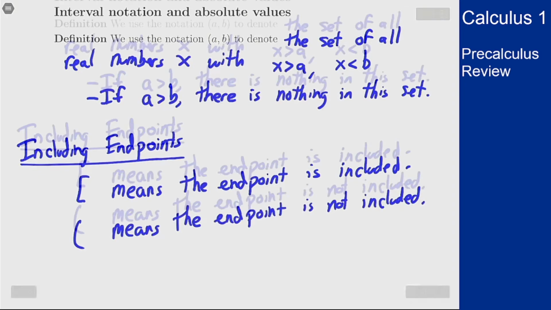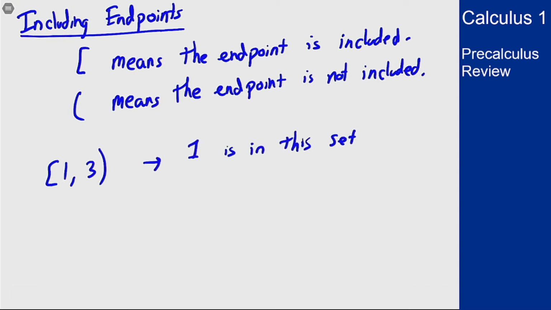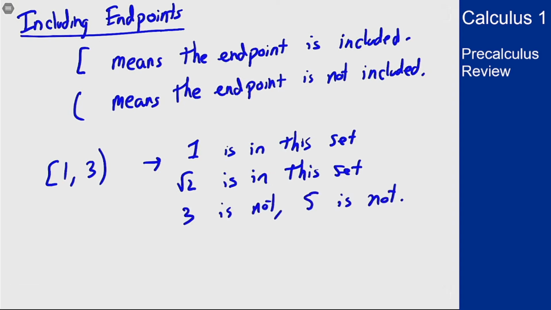So for some examples, if I look at the interval from 1 to 3, where the 1 is closed and the 3 is open, this means that, for instance, 1 is in this set, so is the square root of 2, but 3 is not, and 5 is not. But remember, intervals that we're talking about in this class are sets of real numbers. So the set is not just 1, 2, and 3 is not in it. It's all real numbers between 1 and 3, which includes things like the square root of 2. For example, e, which is like 2.718, is also in this set.